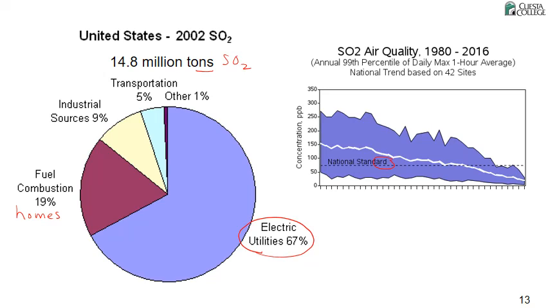And you can see that the national trend from 1980 to 2016 is a really sharp decrease in the amount of sulfur dioxide that's in our air. It drops from a mean of about 150 parts per billion down to below 50 parts per billion in a mere 36 years. A remarkable achievement. Way to go, EPA.